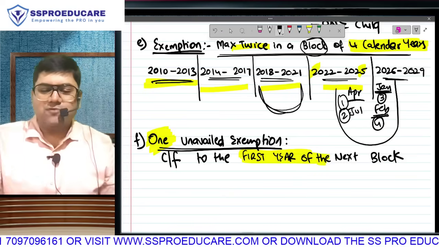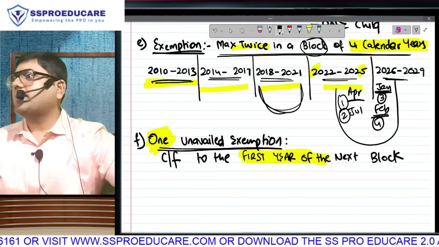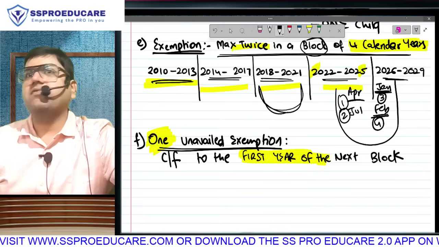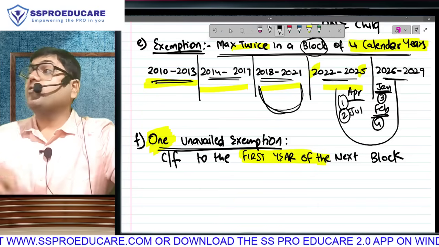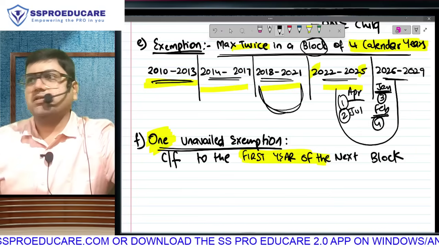So two things you have to understand, I have highlighted both. First of all, only one availed exemption can be carried forward. Means in the entire block, if you don't take any exemption, one will lapse, only one carry forward. If you take one exemption, other will be carried forward. If you take both exemptions, obviously no carry forward.